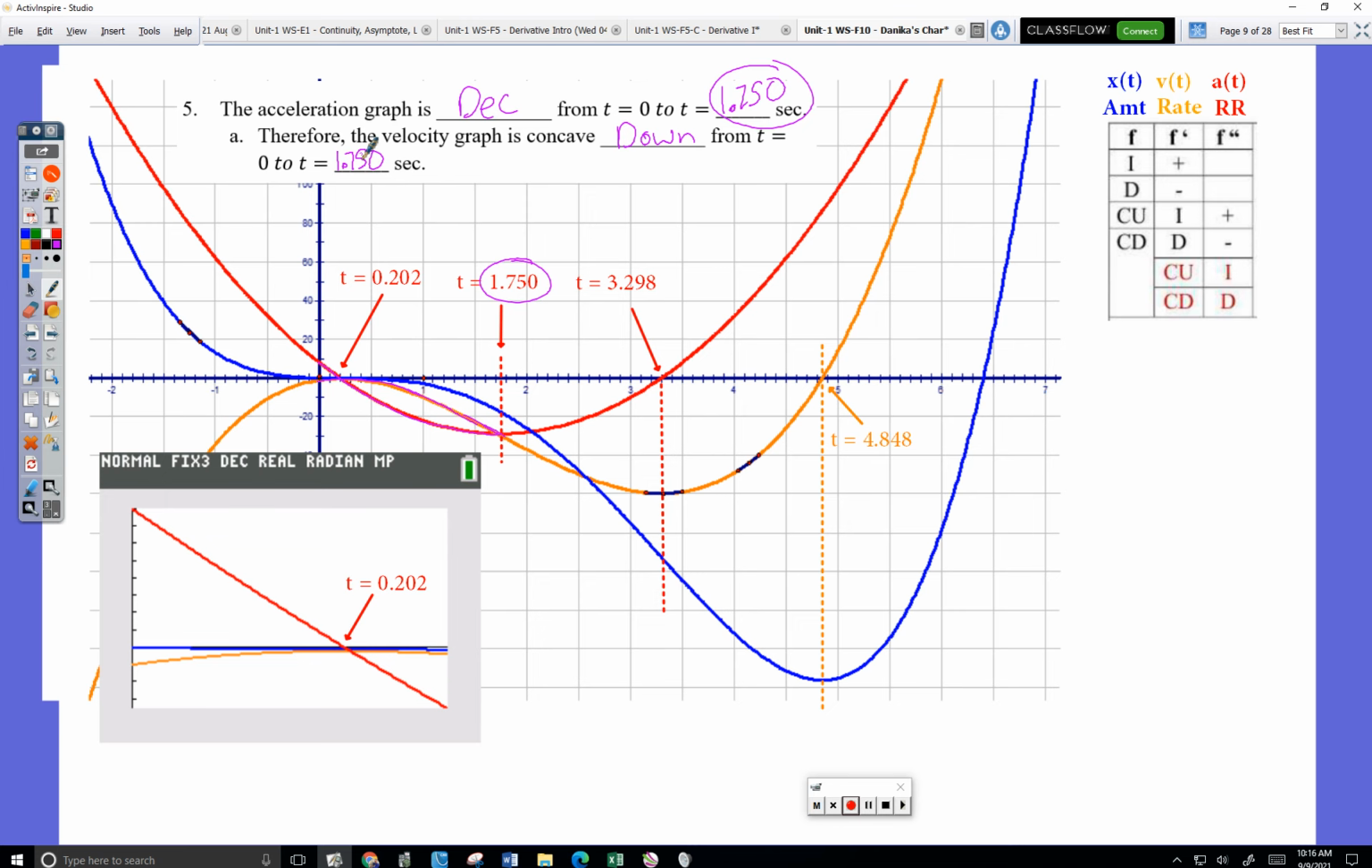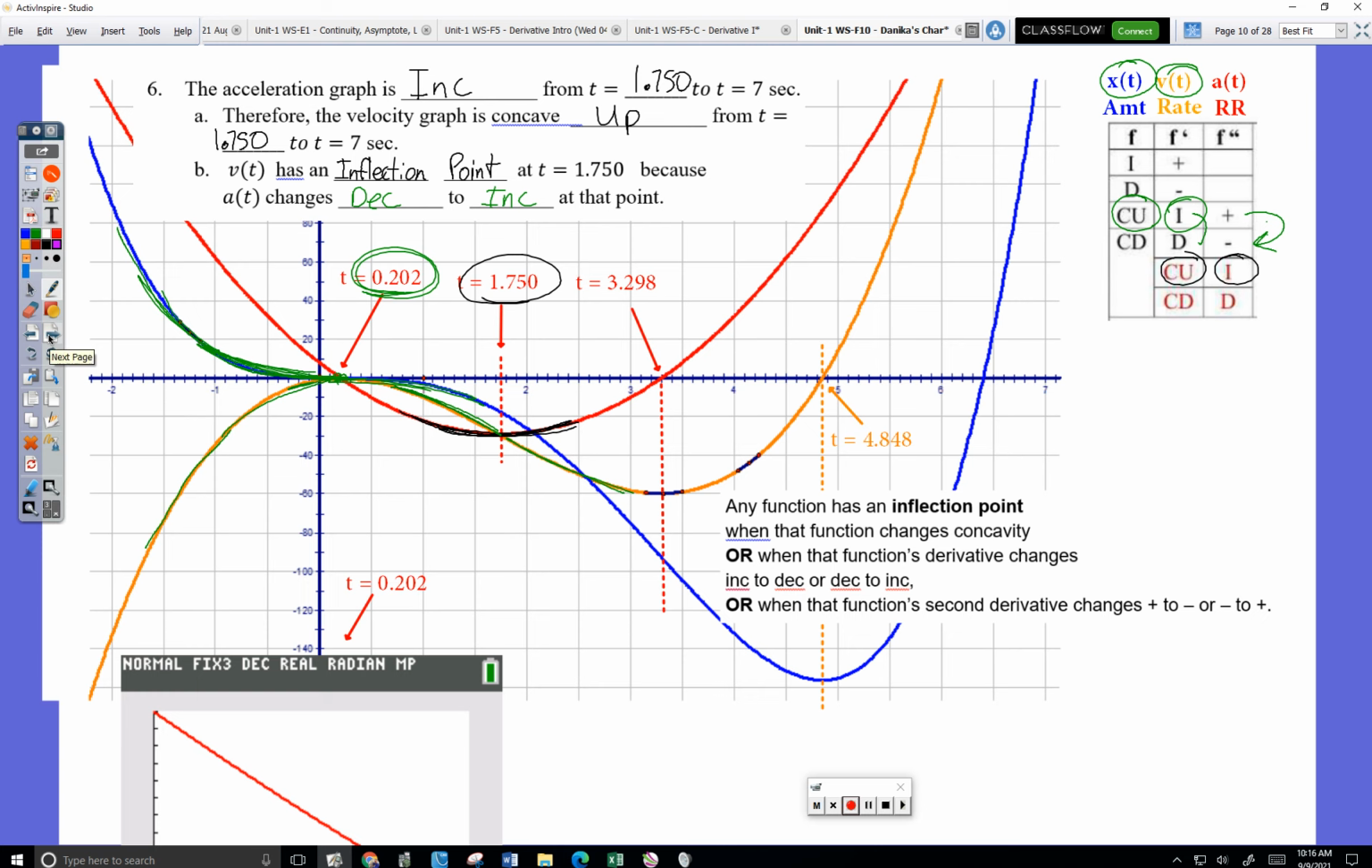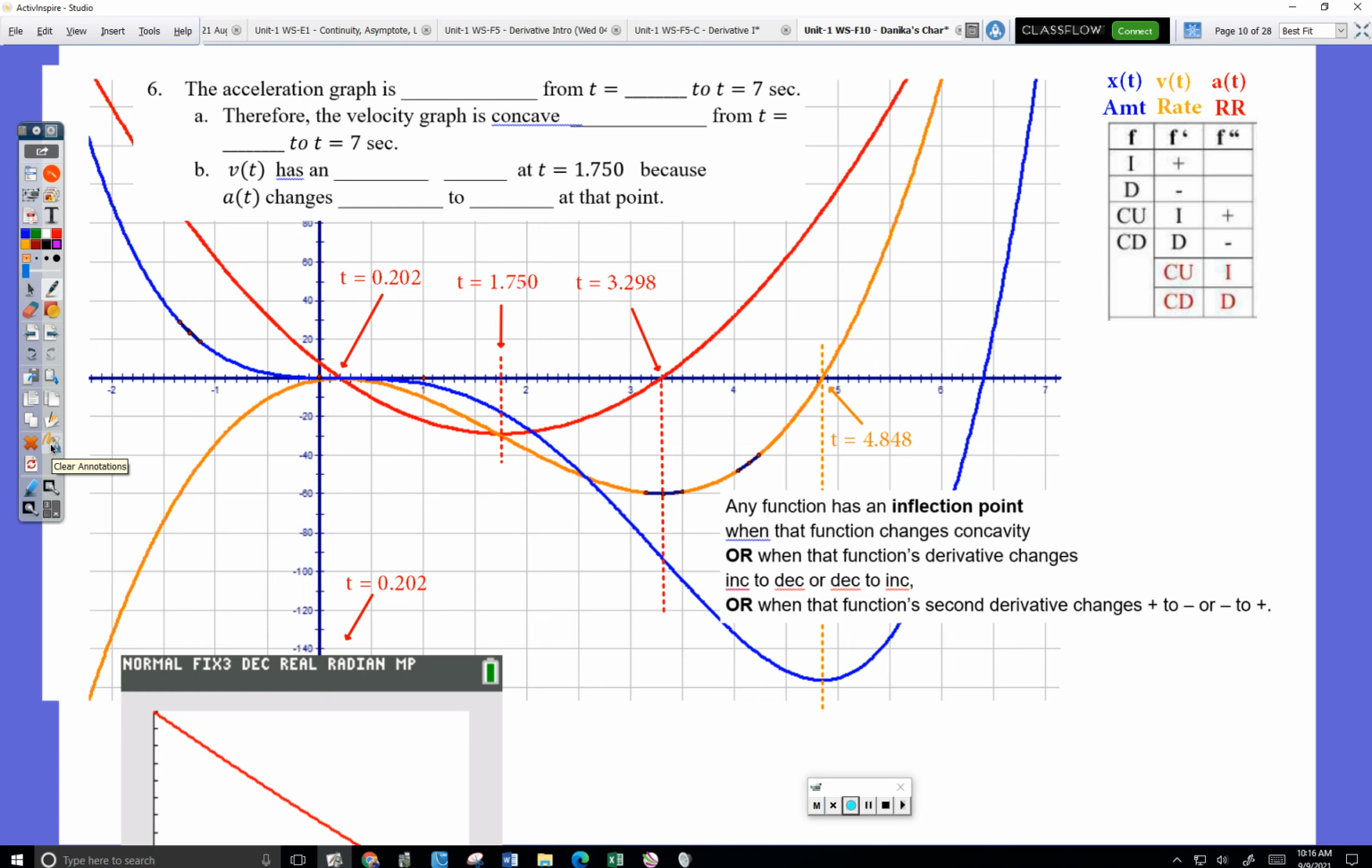Okay, number 6. Okay, new definition here. It says the acceleration graph is blank from blank to blank. I think based on our conversation now, you should be able to do a much better job than I did of filling in those 2 blanks, because we're trying to see how the acceleration graph corresponds to the velocity graph's concavity. So hands up if you know what goes in those 2 blue lines.